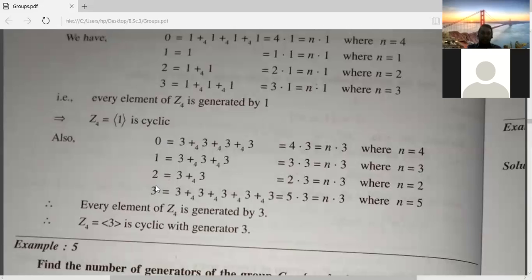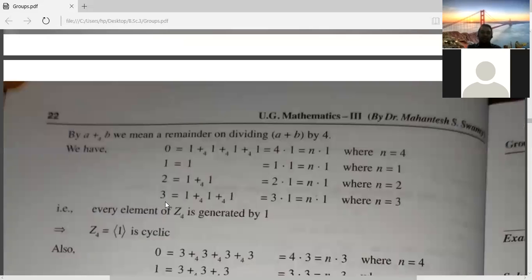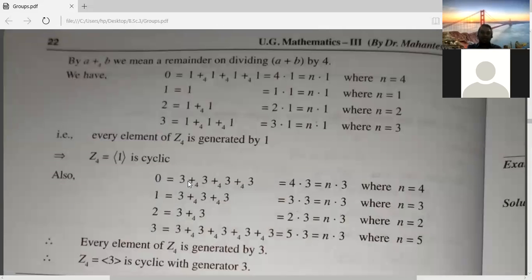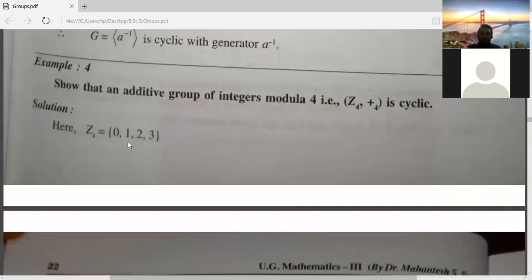0, 1, 2, 3 you are getting, that means what we can say, 3 is a generator of Z4, that means Z4 equals <3>, that is 3 is the generator of Z4 or Z4 is generated by 3. That means how many generators totally do you get here? You are getting two generators. One is 1 and the second one is 3. Here you see 0 is not a generator, 2 is not a generator, but 1 and 3 are the generators.